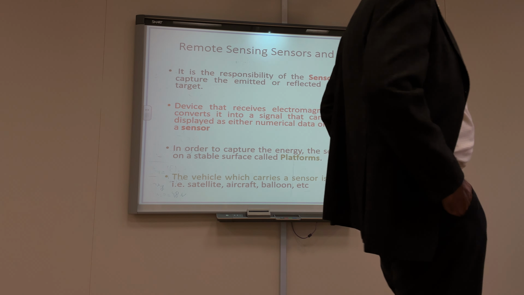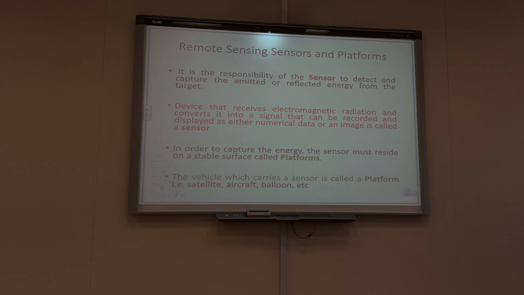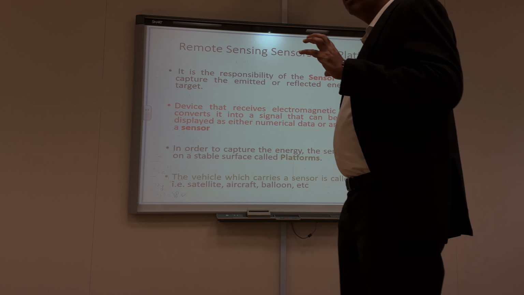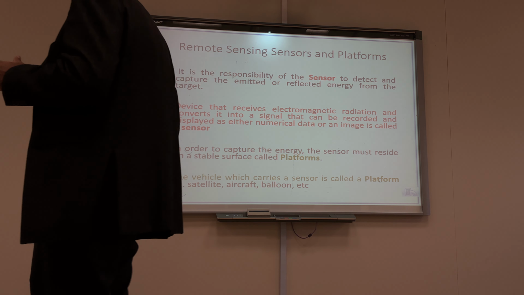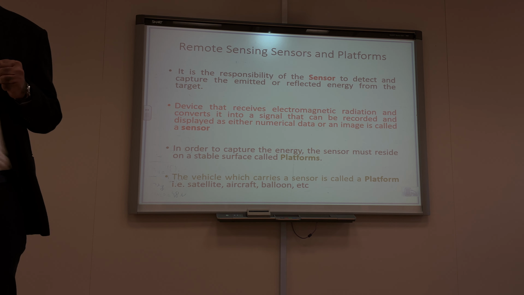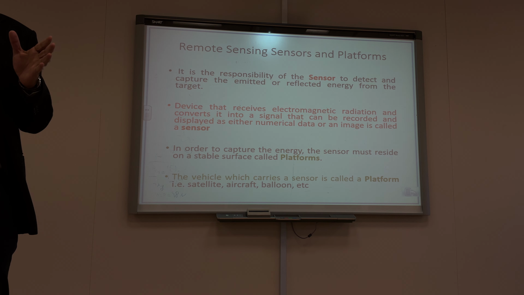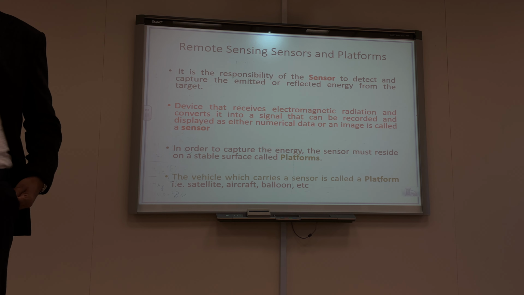The sensor is attached to the platform, and the sensor will not work on its own if there is no platform. It has to be attached to the platform, and then only the sensor will become stable and be able to do its work. Now, how many different types of platforms are there?